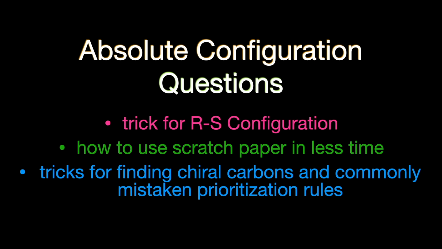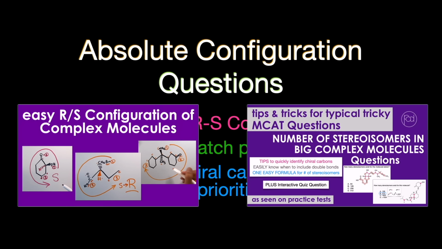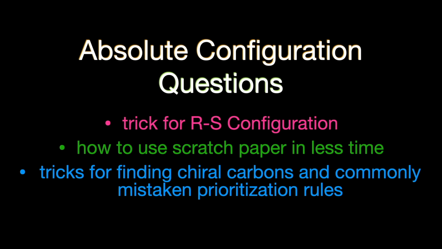But for a more comprehensive look at the tricks for RS configuration, I put two links in the description below to videos that show more about how to quickly, easily, and accurately find chiral carbons and configure their stereochemistry in complex molecules. But you don't necessarily have to watch those videos before this one. Let's jump into the tricks for absolute configuration and how to use scratch paper without spending extra time.